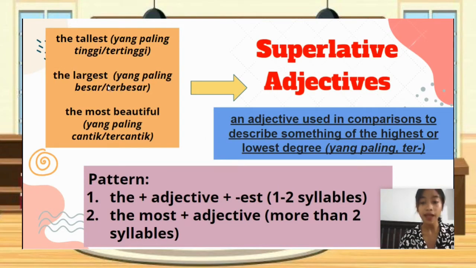How about the pattern, Miss? The pattern. Superlative adjective have two patterns.